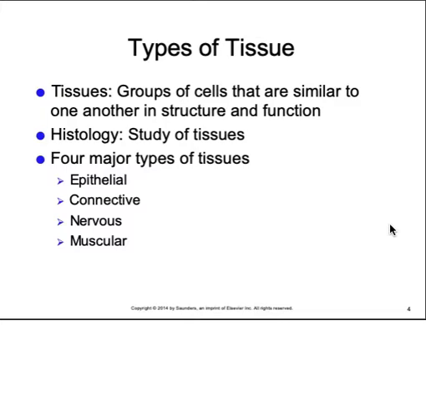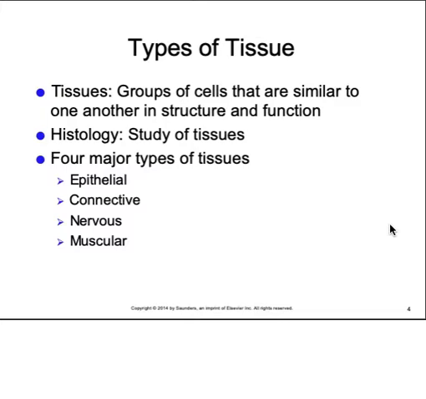And the four major types of tissues are epithelial tissue, which forms coverings and barriers and engages in secretion and absorption and protection of underlying tissue. Connective tissue, which falls into three broad groups: liquid connective tissue, such as blood and lymph; structural connective tissue, such as cartilage and bone; and then connective tissue proper, such as dense regular connective tissue, dense irregular connective tissue, reticular connective tissue, adipose tissue, and loose connective tissue.